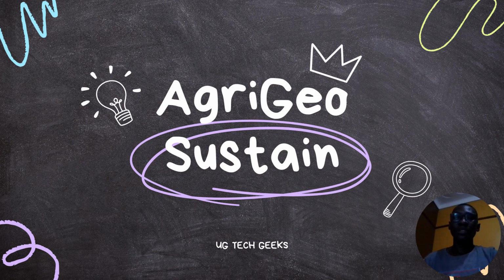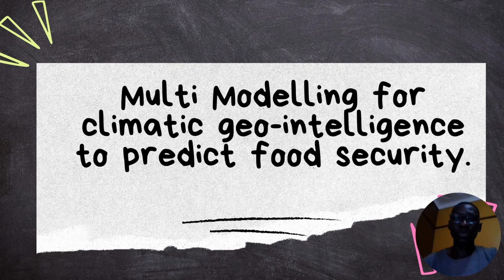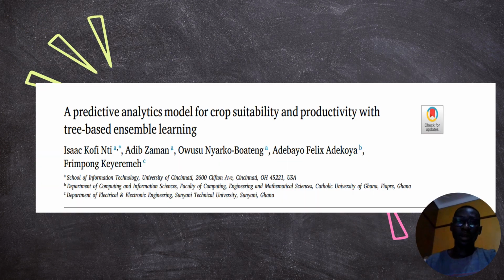Today I come still with a continuation to our modeling project of machine learning, that is predicting food security. So our project is Agri-Sustain, and it's multi-modeling for climatic geo-intelligence to predict food security. Today I come with a research paper: a predictive analytics model for crop sustainability and productivity with tree-based ensemble learning.